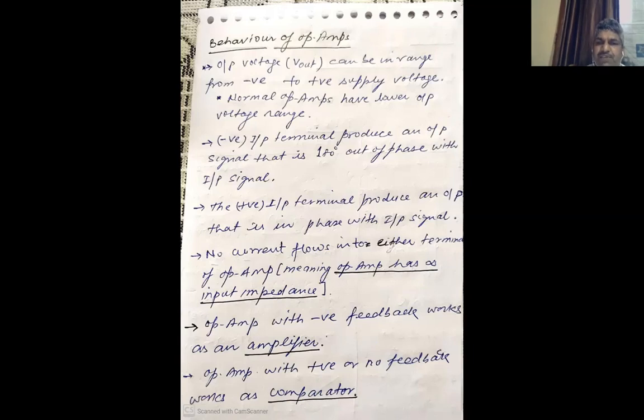No current flows into either terminal of the op-amp, meaning the operational amplifier has infinite input impedance, or infinite input resistance. That's why it will not draw any current from the two terminals. An op-amp with negative feedback works as an amplifier, whereas an op-amp with positive feedback or no feedback will act as a comparator.